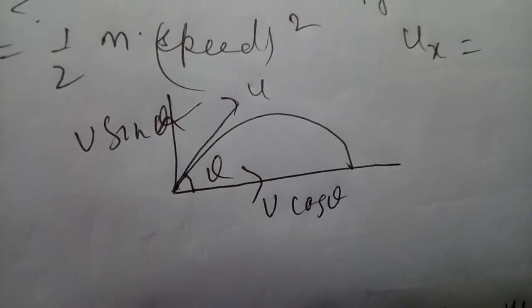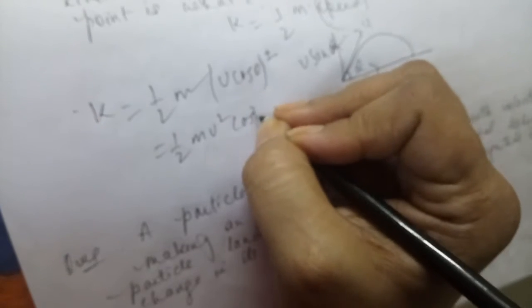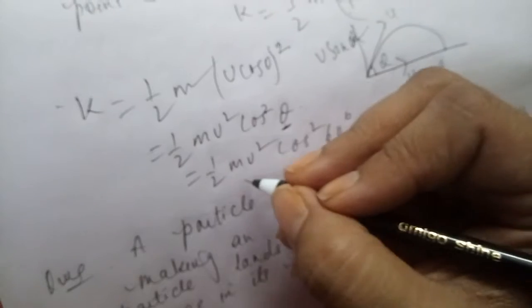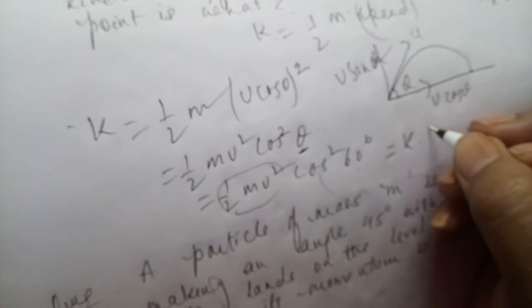So the component along the x direction is ux equals u cos theta. So at the highest point K will be equal to half m, and instead of speed square we are going to write u cos theta whole square. So we are getting half m u square cos square theta. Theta is 60 degree, so this is half m u square cos square 60 degree, and cos square 60 degree is one by four. So this is K, and this is half square, so it becomes 1 by 4.